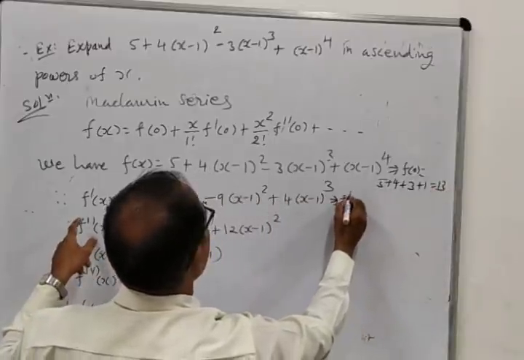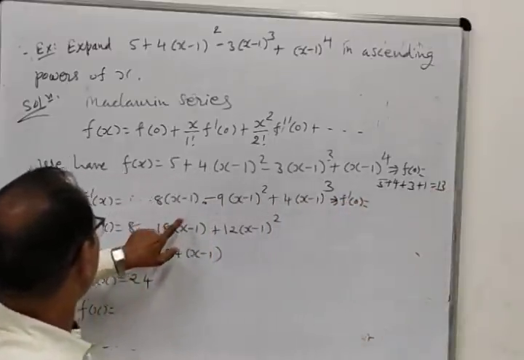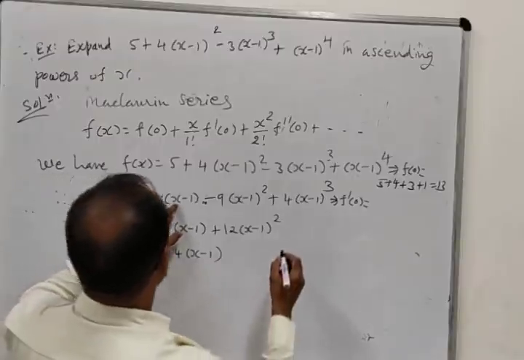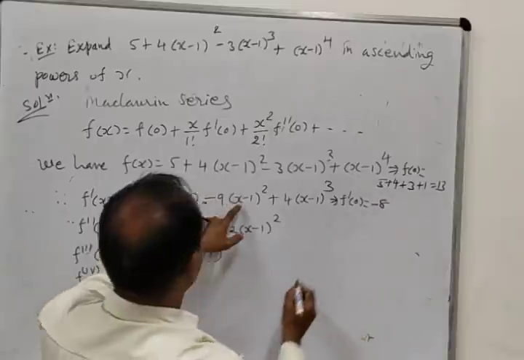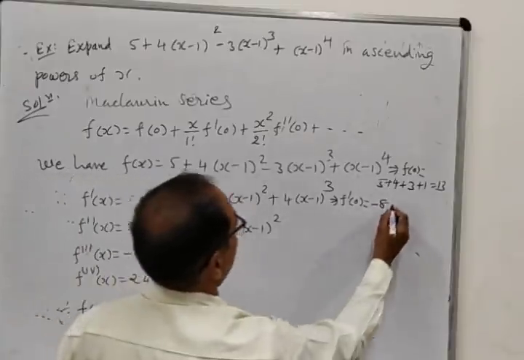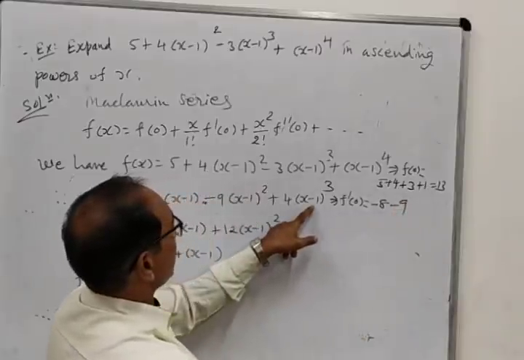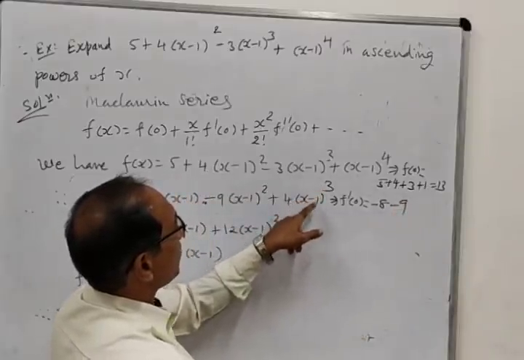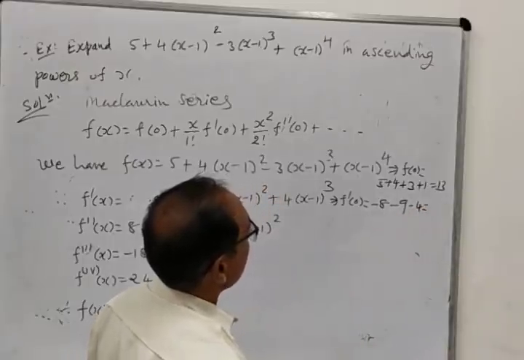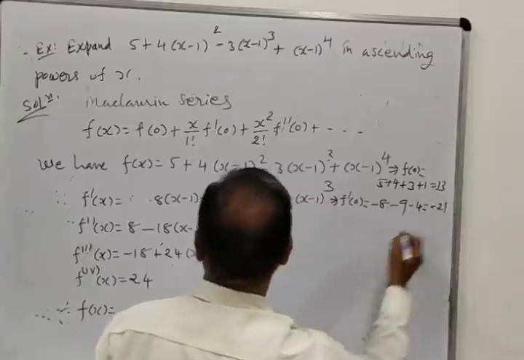This has the value 13. Now f dash 0. What is f dash 0? Here if we put x equal to 0, it is minus 1, so minus 8. With x equal to 0, minus 1 square means 1, so minus 9. Here it is minus 1; if we put 0, minus 1 cube is minus 1, so minus 4. So 9 plus 8 is 17, plus 4, minus 21.